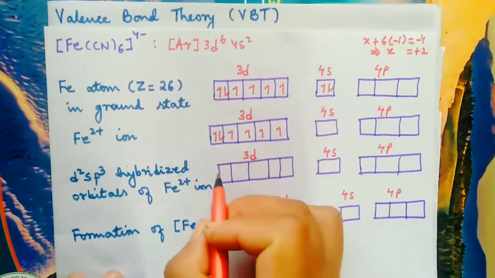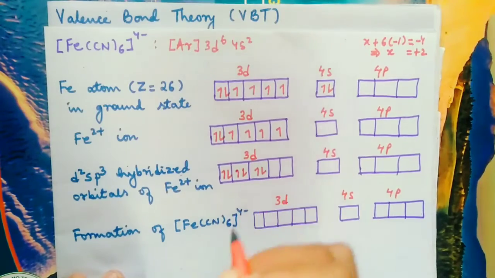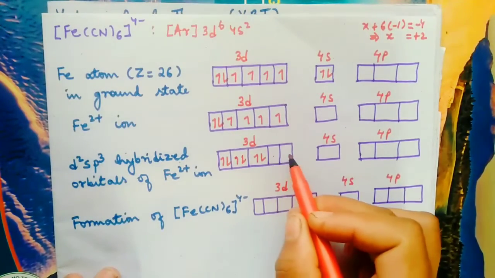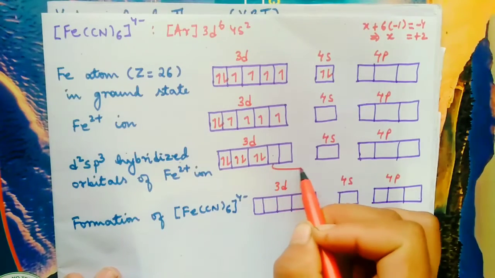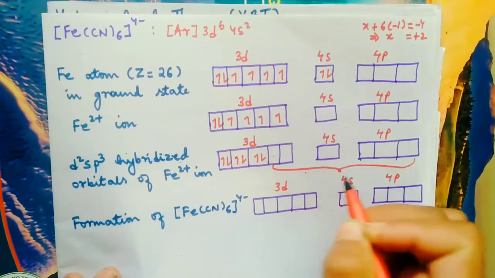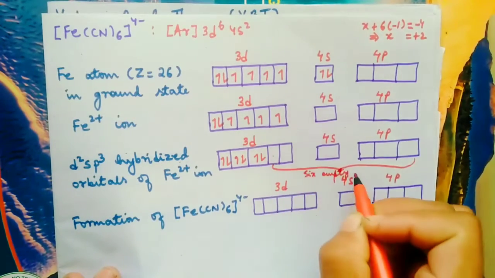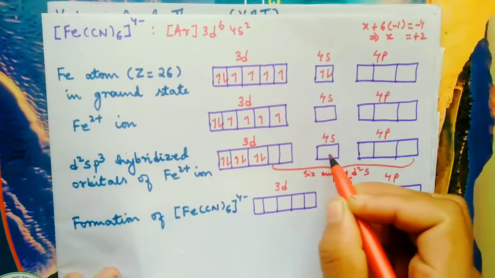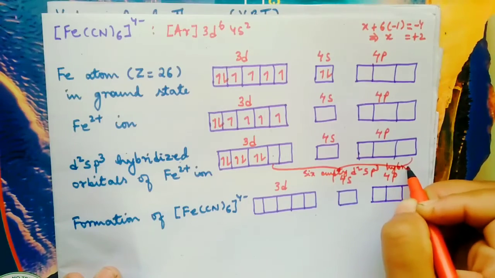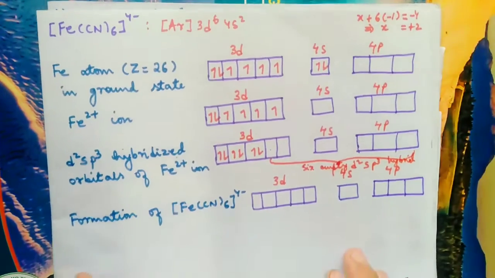So what do we have? The electrons pair up. So we have it in this way. 1 2 3 4 5 6, these are your 6 empty d2sp3 hybrid orbitals.